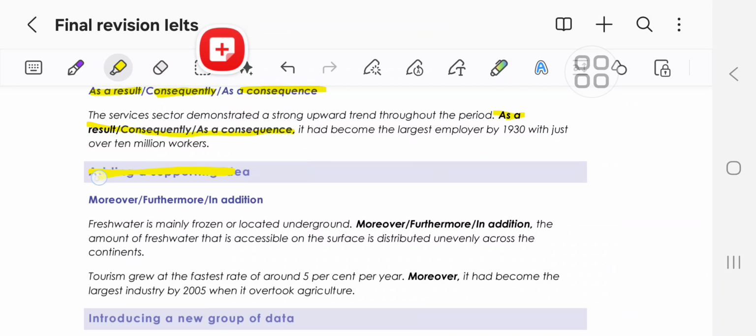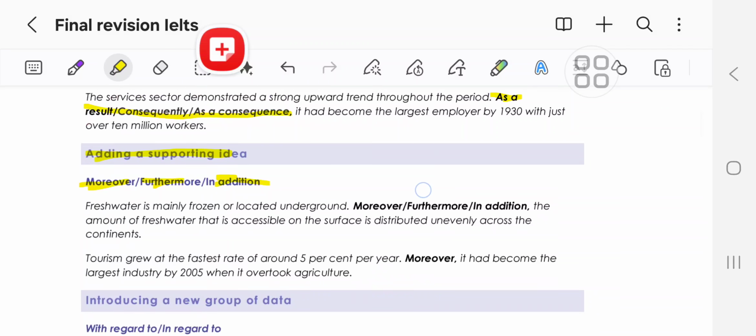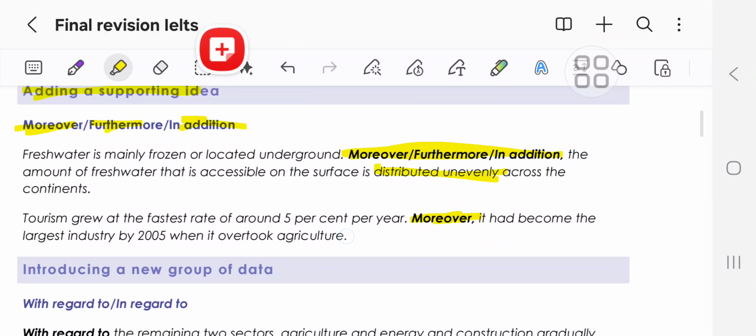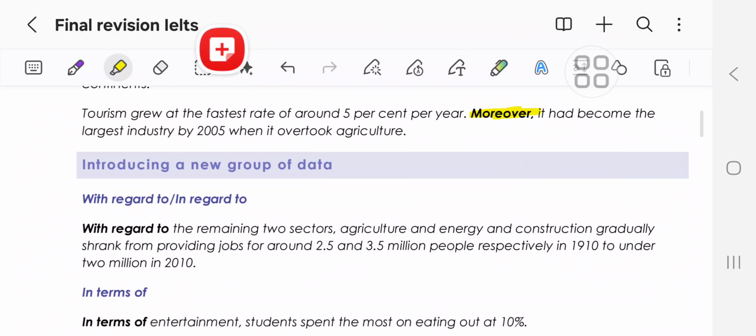Okay, so adding or supporting data. Moreover, furthermore, in addition: you can use these. Fresh water is mainly frozen or located underground. Moreover, furthermore, in addition to that, the amount of fresh water accessible on the surface is distributed unevenly across the continent. Okay, tourism grew at the fastest rate, around 5% per year. Moreover, it had become the largest industry by 2005, when it overtook agriculture.